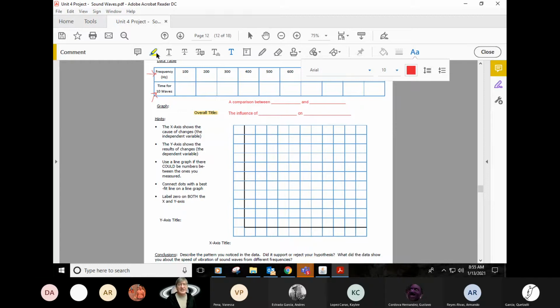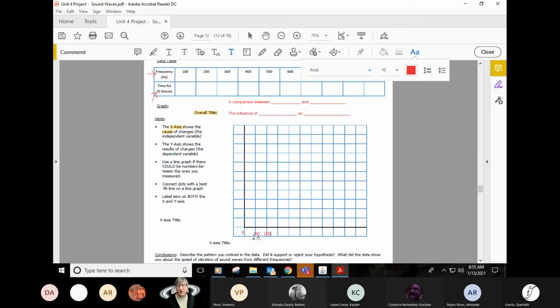I want to remind you that the x-axis always shows the cause of changes. And this is known as the independent variable, and it's often the thing that we alter ourselves. So that means that our x-axis is going to be frequency down here across the bottom. Don't forget to put a title down there that says what it is. You're going to put numbers on here, of course, and hopefully you start with 0 to show where we started from, and then we just put our frequencies along the way, right? We just keep going up to 1,000. Each line is another 100.